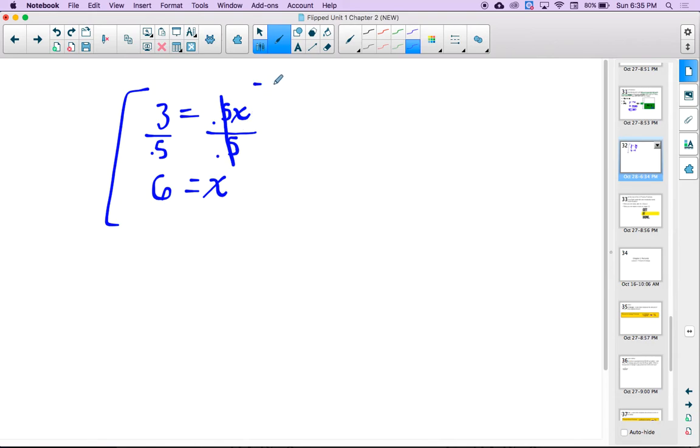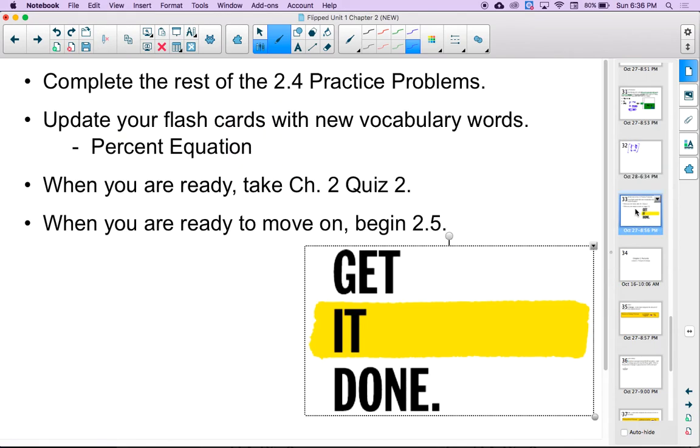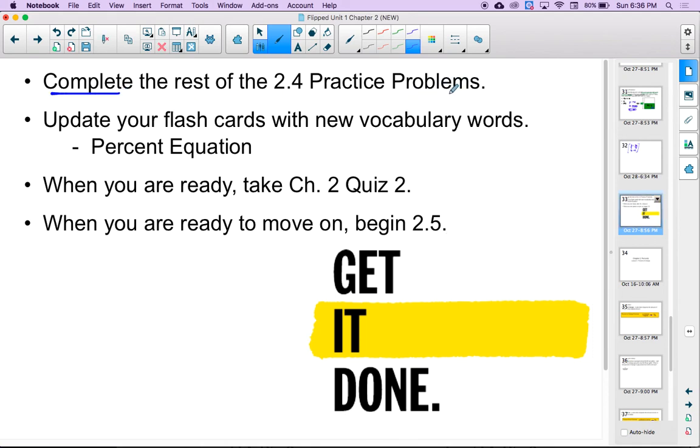I believe number 2 needs a little bit of division. It's okay that your variable ends up on the other side. Just remember, to get rid of the number in front of the variable, we have to divide both sides by that number. Okay, so you're going to finish up the rest of your 2.4 practice problems. I don't think there are very many of them. I think you have number 2, number 3, and number 4.